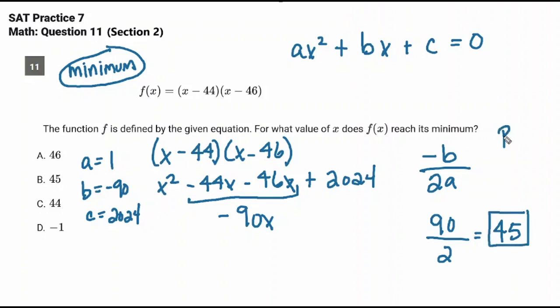And guys, that's it. That's the answer. It's B. So if you know this stuff, and you know how to use the quadratic equation, and you know how to find a minimum, this is really an easy plug and chug.